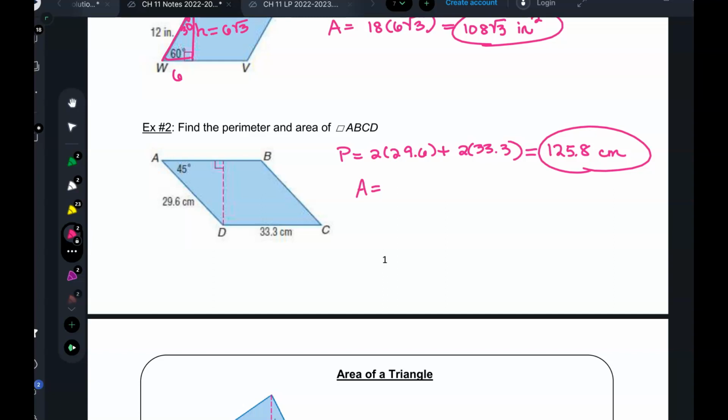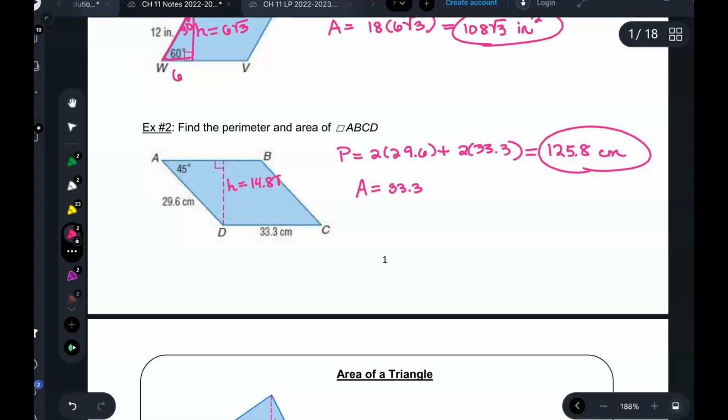Okay, we have the base is 33.3, but we're missing the height. Since this is a 45, 45, 90, it would be 29.6 divided by root 2. Divided by root 2, yeah. Such a weird number. What's 29.6 divided by 2? It's like 14.8. So it's 14.8 root 2.